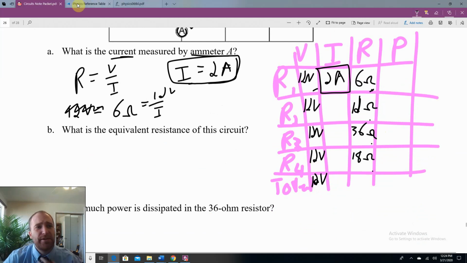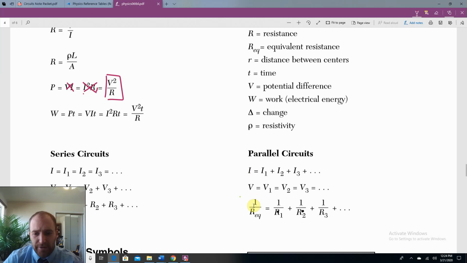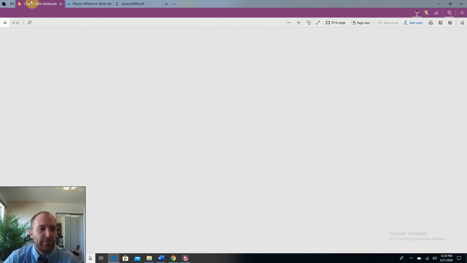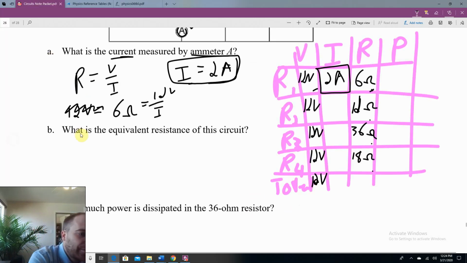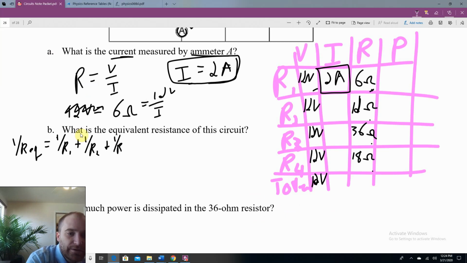I'm going to go to the rules here. Always check the rules. 1 over Req equals 1 over R1 plus 1 over R2 plus 1 over R3. This one's going to be kind of a pain. But 1 over Req is equal to 1 over R1 plus 1 over R2 plus 1 over R3 plus 1 over R4. Oh man. Okay, I'm going to plug in my values. I'm not going to show the units though because I'm going to run out of room.